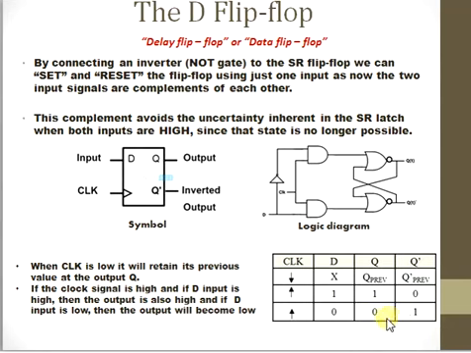So the D flip-flop takes the state of the D input at the moment of the positive clock pulse, that is when the clock pulse is going high, and delays it by one clock pulse. So the output will change only after one clock pulse. It will change only when there is a clock pulse. That is why it is also known as the delay flip-flop.